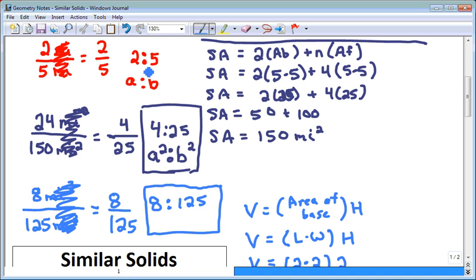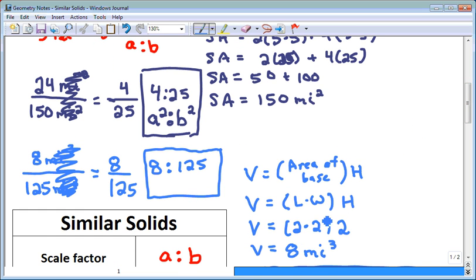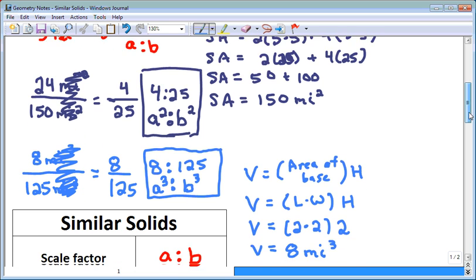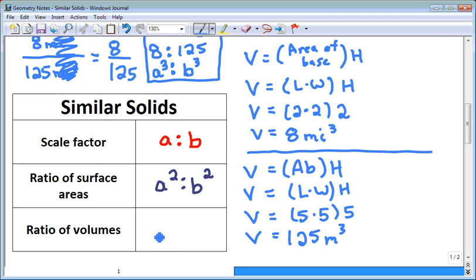And how do we get from 2 to 8? Well, take a look at what we did. 2 times 2 times 2. So that would be a cubed. 5 times 5 times 5 gave me 125. So this is b cubed. I'm just going to finish filling in my table down here. So for the ratio of my volumes, I'm going to cube both of my scale factor numbers.